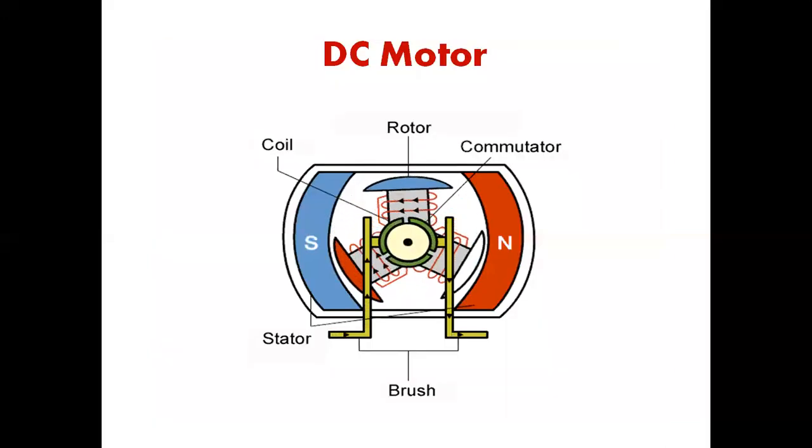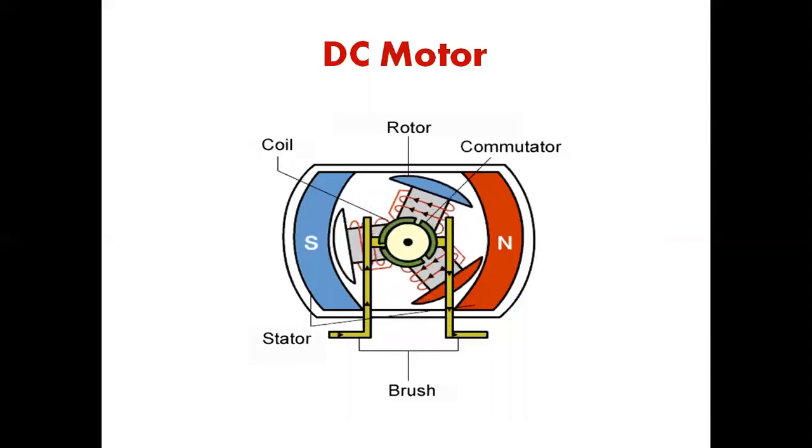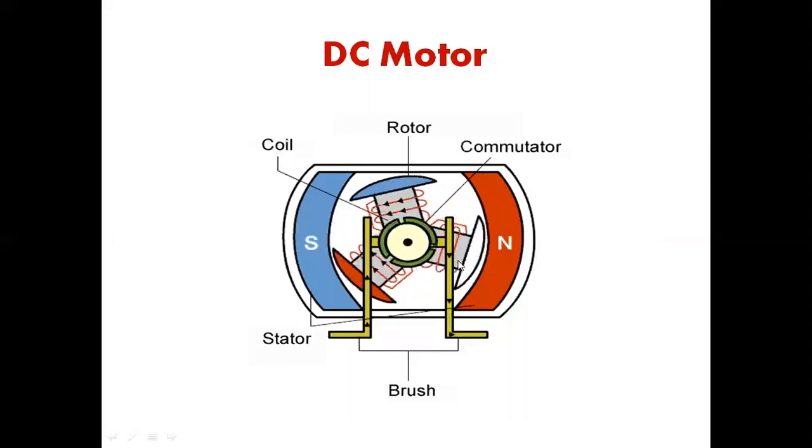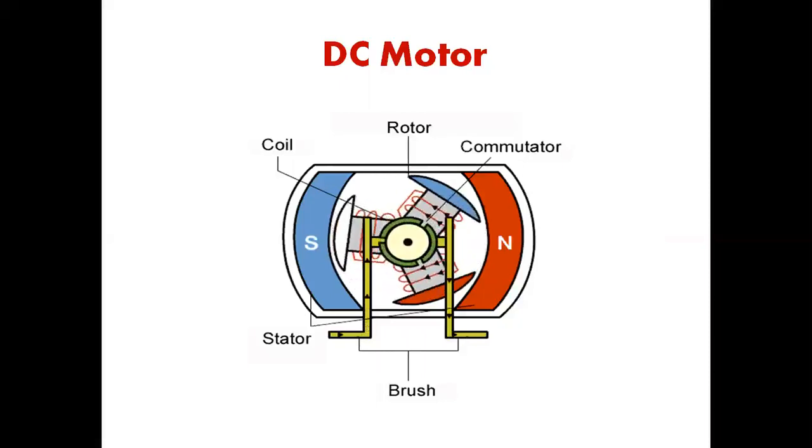First one, DC motor. The parts of DC motor are stator, rotor or armature, commutator, coil, brush. DC motor principle: when a current carrying conductor is placed in a magnetic field, a mechanical force is experienced by it. By applying left hand rule, it is found that the conductor has a tendency to move left hand side or right hand side.